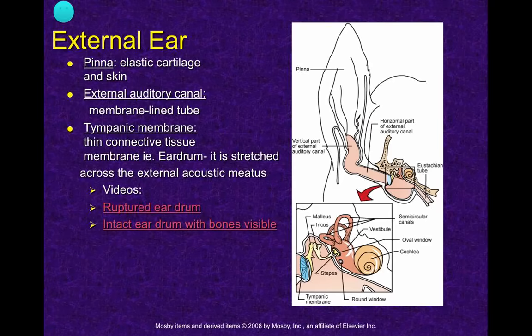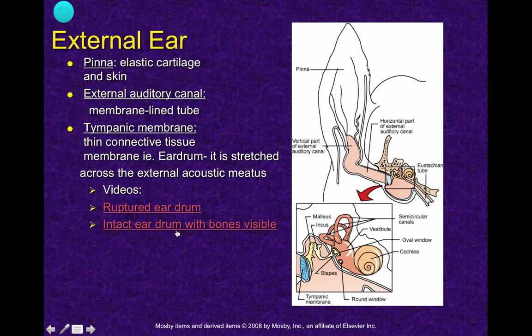So looking at each individually, the external ear, we have the pinna, which is the elastic cartilage part and the skin. So that's the pinna of the ear. That's the most visible portion of the ear on dogs and cats. The external auditory canal is the membrane-lined tube. Okay, so it's a thin layer of epithelium, a membrane-lined tube. The tympanic membrane is a thin connective tissue membrane, also called the eardrum, and it's stretched across the external acoustic meatus. Now, I would like you to have a look at both these videos.